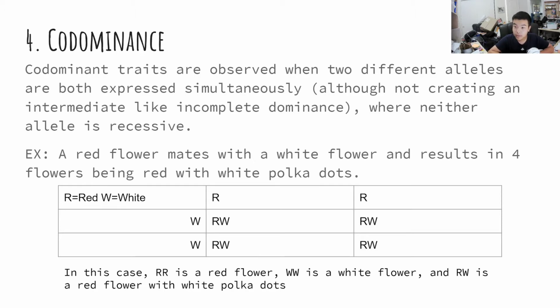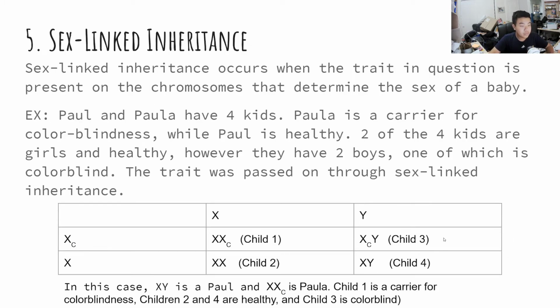The example once again we'll be using is flowers. So a red flower will mate with a white flower, and instead of mixing together to become pink, it results in 4 flowers being red with white polka dots. In this case, uppercase RR is red, uppercase WW is white, and RW is a red flower with white polka dots. So although they mix together, for each trait or each color, you can see both of them. So you see red as the main color and then white polka dots, or the opposite.